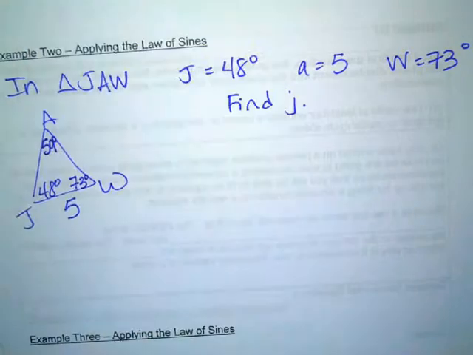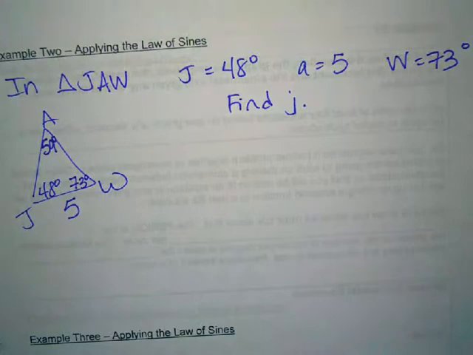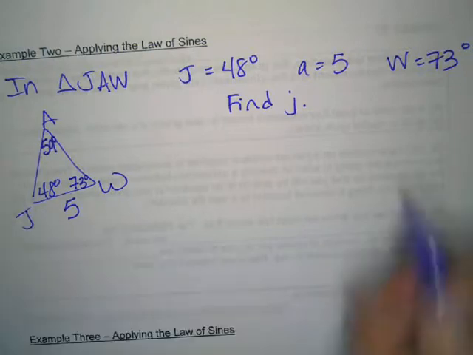Alright, so let's go with Nick. What would be the first pairing that you put up there? Where would you start? What fraction? A? Why would you pick A? Because you have side A. Good, because you have side A. So you're given angle A, or you had to find angle A, but you were given side A, so that's the first pairing that we start with.